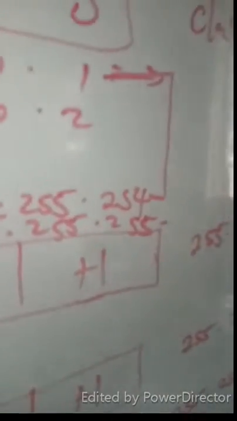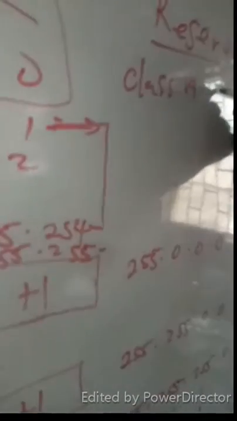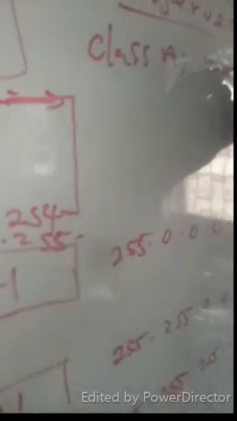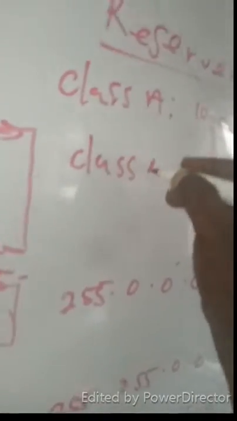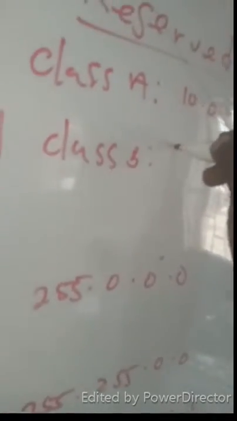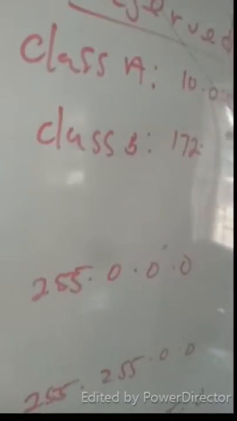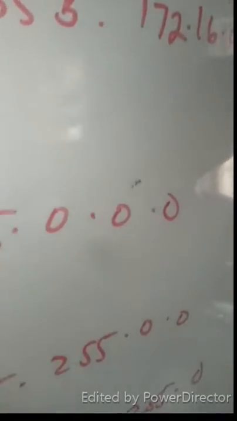For class A, we have 10.0.0.0 to 10.255.255.255. Class B, we have 172.16.0.0 to 172.31.255.255.